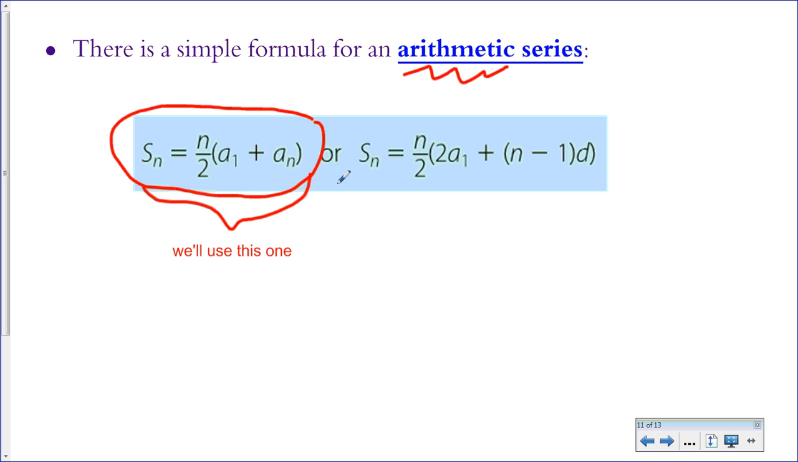This formula is pretty quick and pretty easy. It's in the formula booklet, but they also give you this other version of it. I'm just going to ignore that. It's easier to use the one that I circled in red.